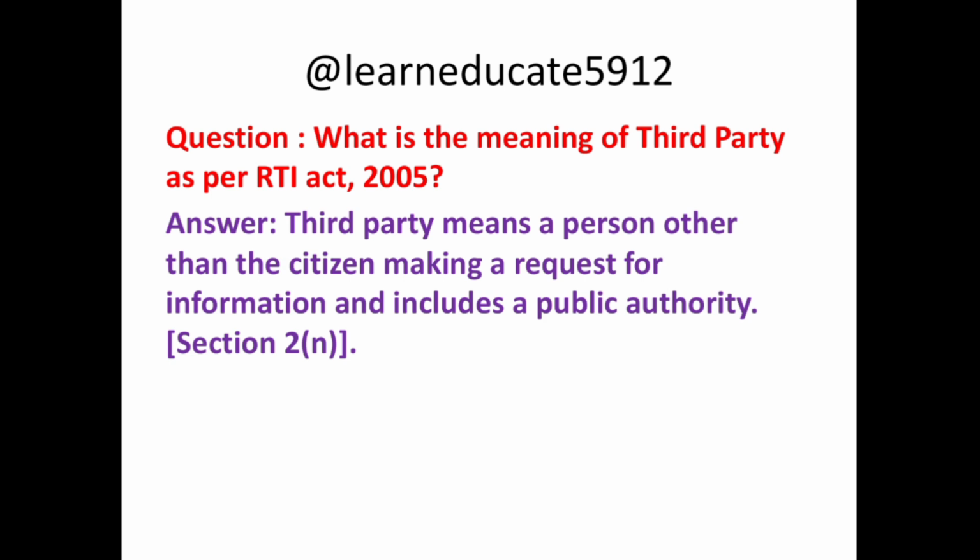The right to information under the Right to Information Act 2005 is the right to access information held by a public authority or under the control of any public authority. Therefore, one public authority, one office of the government, can demand information from another office of the government. They can make a request, and this request is considered a request made by a third party.